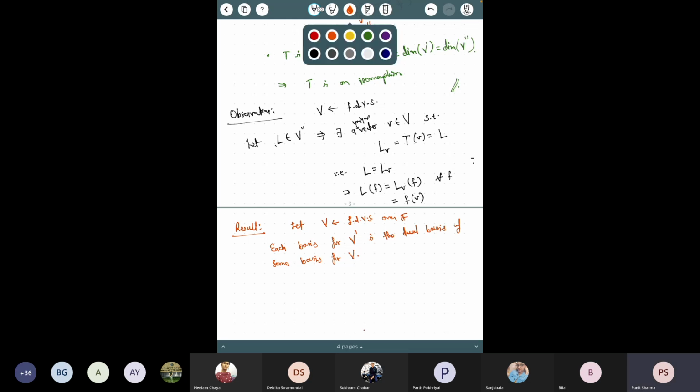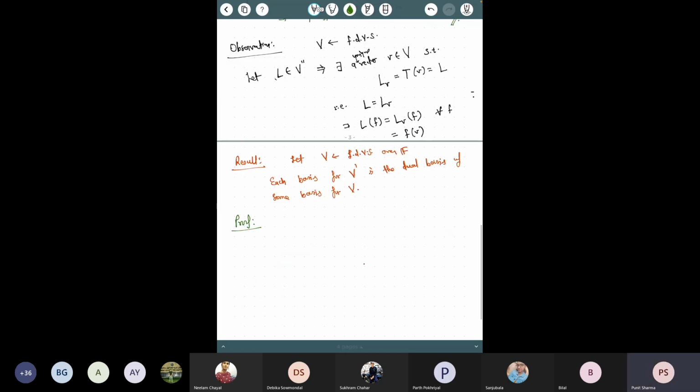Now you tell me how to start this proof. So we are given a finite dimension vector space. And then using this, we have to prove that each basis of V dash is the dual of some basis for V. So that means I have to start with any basis of V dash. And then for this basis, I have to show that there exists a basis for V that satisfies this dual property. So how should I start? What should be my first line?